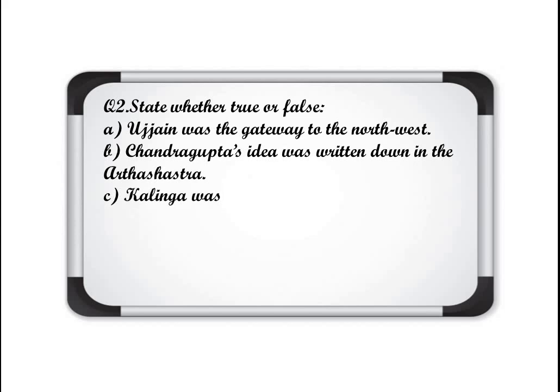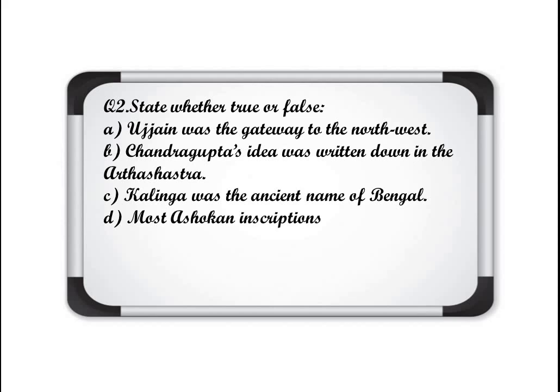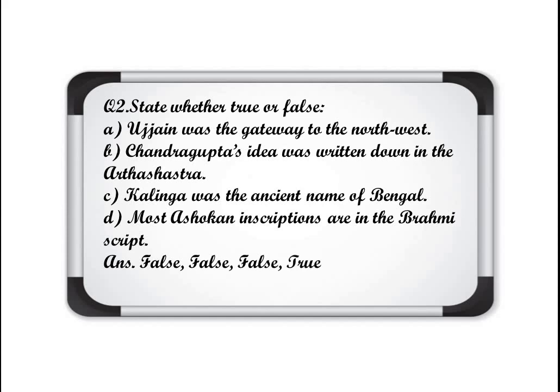Number C. Kalinga was the ancient name of Bengal. No, it was the ancient name of present Orissa. Number D. Most Ashokan inscriptions were written in Brahmi script. Yes, this is right. So the answers are: false, false, false, and the last one true. You will do these questions in your book itself.